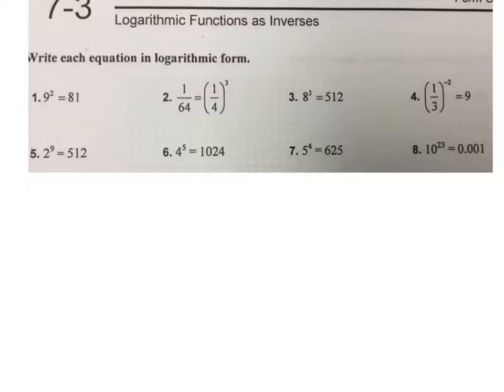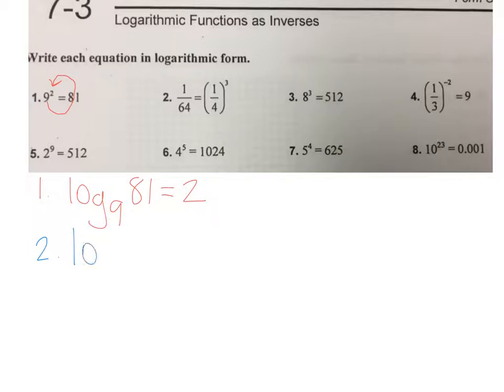So if we take a look at number 1, we would write log base 9 of 81 equals 2. I want to remind you that I mentioned yesterday that if you look at this in a circular type motion, it kind of shows you what terms go where. So we're really just rearranging the terms. So let's look at number 2.